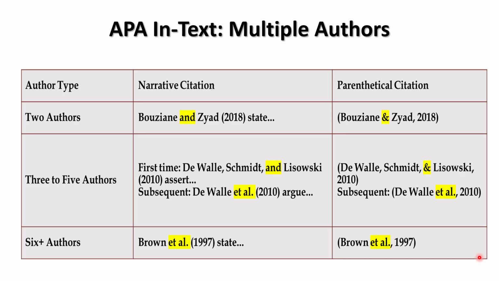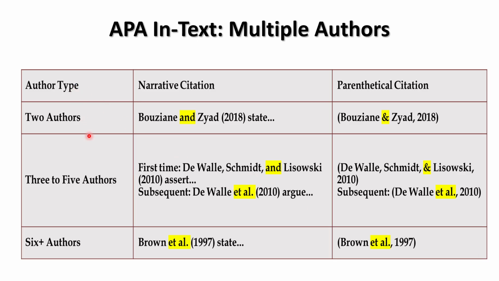Now that we understand how to cite sources with one author, let's look at a situation you will encounter frequently in your research: sources with multiple authors. APA has specific rules for how to handle this, and the rules change depending on how many authors there are. This table shows you the complete picture. Let me walk you through each row.